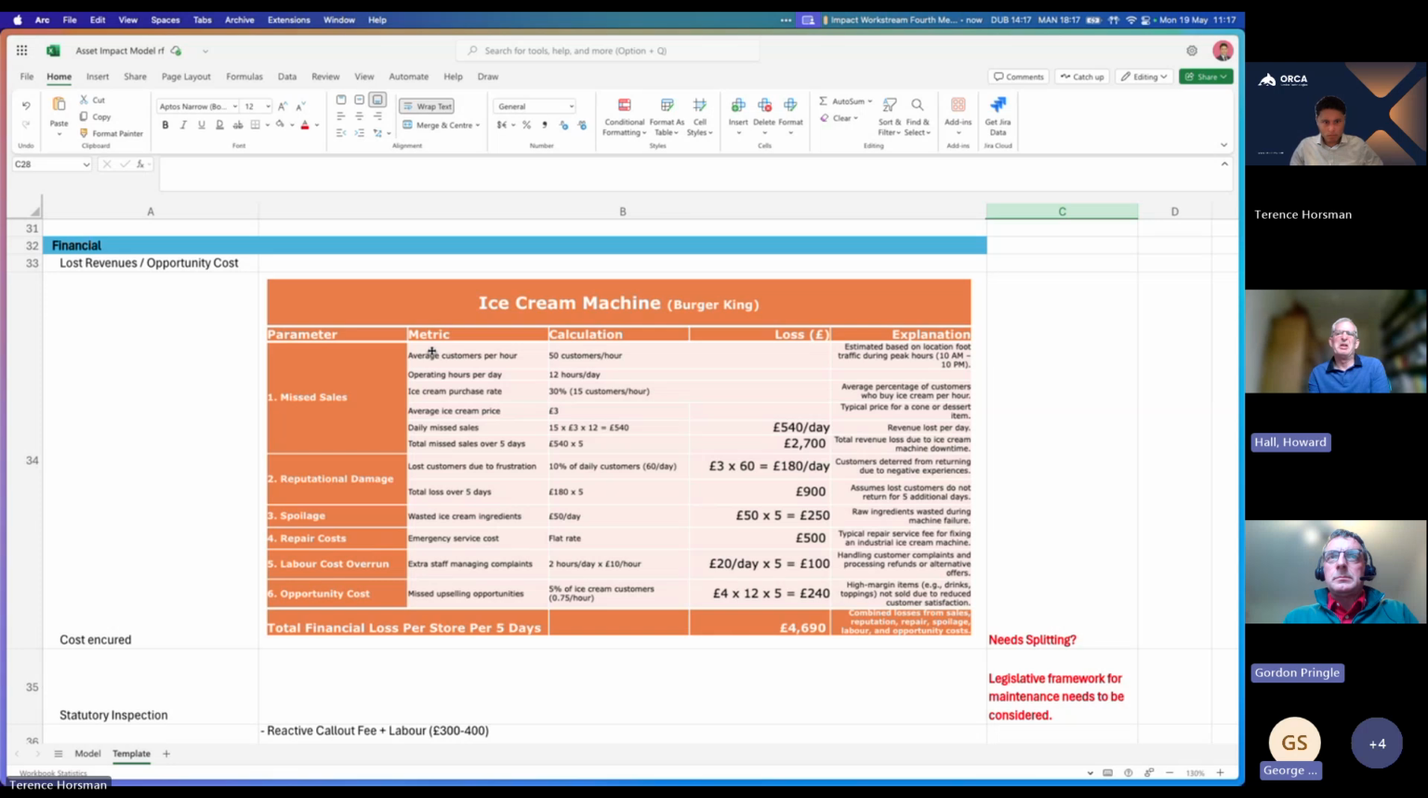So I think it was originally compiled, and I was involved right at the very beginning, back in the late 80s. It was originally created by some of the big FM companies under the HVCA, the Heating and Ventilation Contractors Association, to create a level playing field for tendering, so that everybody was tendering based on a similar set of procedures. So that's how it originally started. In many cases, that's really what it is now.